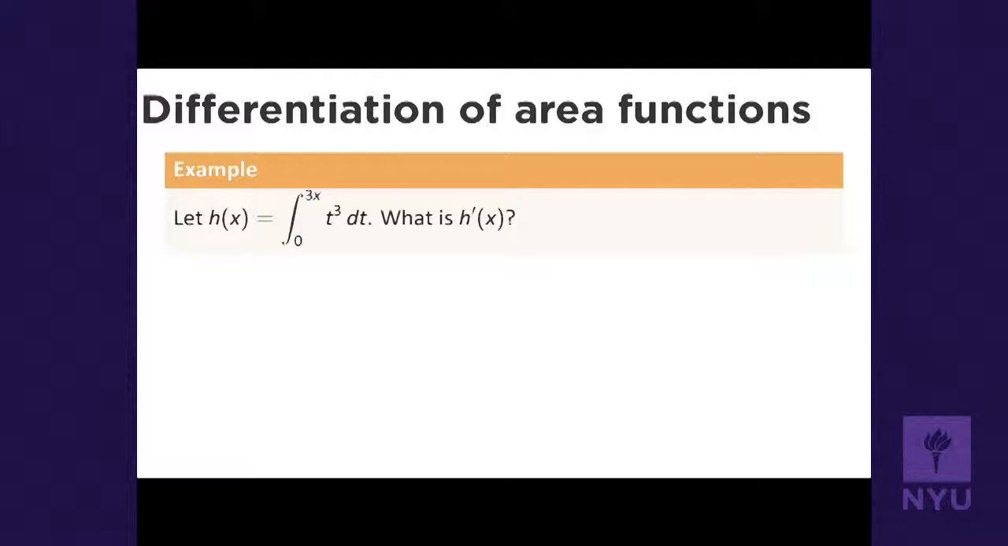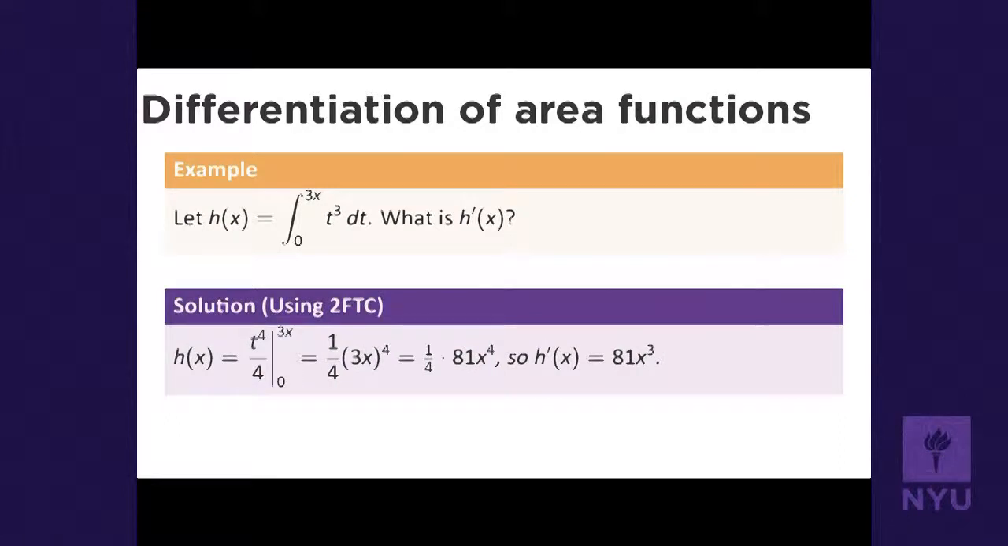Okay. Well, I actually know two ways to do this. The first way to do it is to use the second fundamental theorem of calculus. That is to compute this integral directly. Find the antiderivative of t cubed, which is t to the 4th over 4. Plug in t equals 3x. Plug in t equals 0. That one was easy, it's 0. Subtract them, and what you get is 1/4 times 3x to the 4th power.